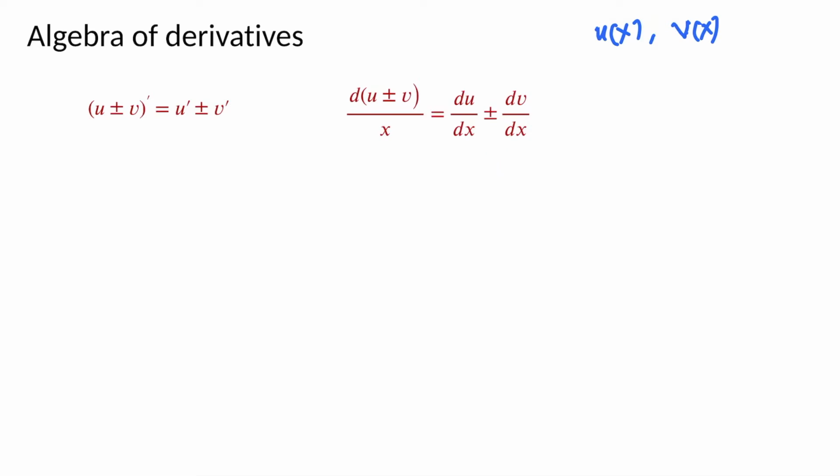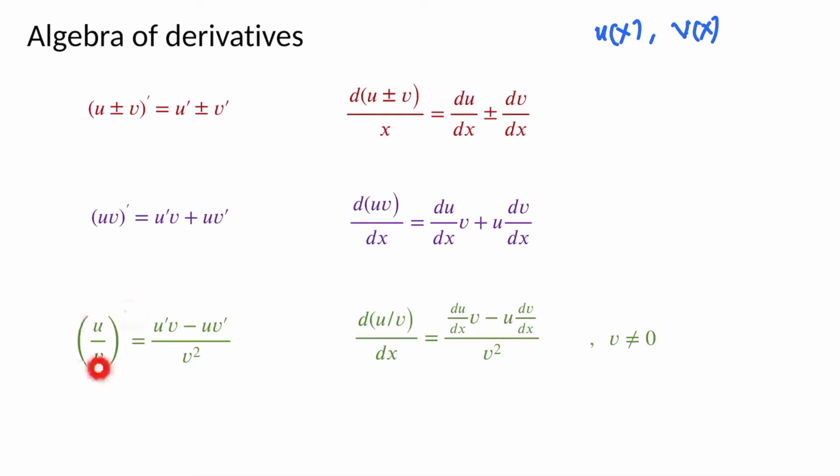Similarly, what would be the derivative of the product of two functions? Well, that is u prime times v plus u times v prime, and we can express that in terms of d by dx here. This is the derivative of the quotient of two functions, u by v, and of course we already know that this would hold when v is not 0. So wherever you have a denominator, you must always specify this condition, otherwise the function is not defined.